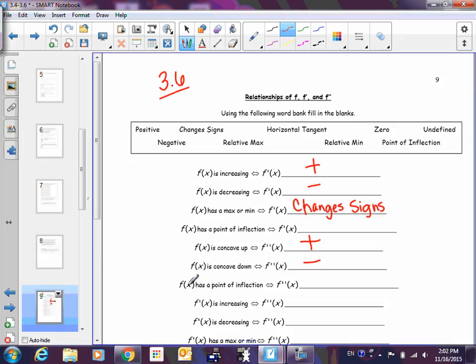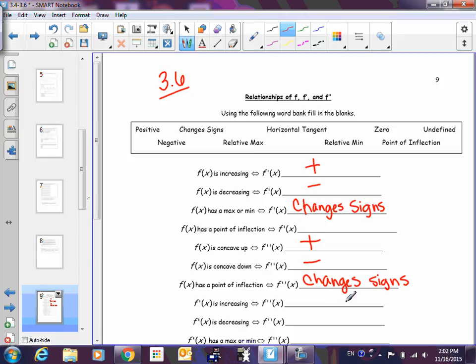What about the next one? f of x has a point of inflection. That's a change in concavity. So what we're talking about here is f double prime changing signs. Again, 0 and undefined would not be a bad place to start, but you have to have a change in sign. If you get a sign chart where it goes plus, then plus again, that's not a point of inflection or a max or min, depending on whether you're analyzing the first or second derivative.